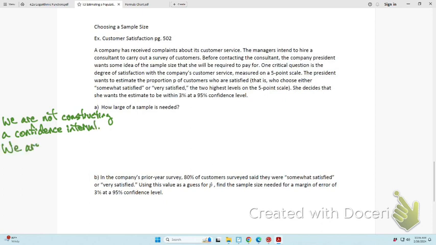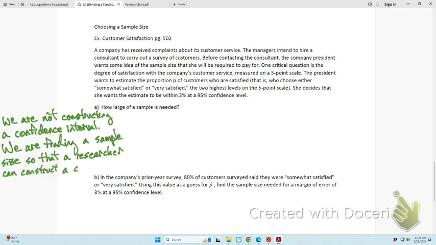We are finding a sample size so that a researcher can construct a confidence interval later. So this is a very backwards problem. It's like a planning problem. It's a very common problem. We need to find n.